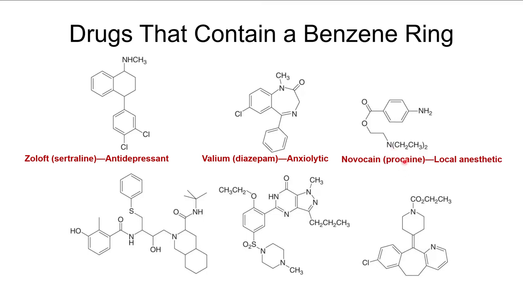Novocaine. Procaine is the generic name, but Novocaine is the brand name. It's a local anesthetic. You will see this used in dentistry quite a bit. They'll deaden the nerves temporarily so that they can do things like put a filling in your tooth or, you know, extract a tooth if they have to. So Novocaine, a very useful drug there.